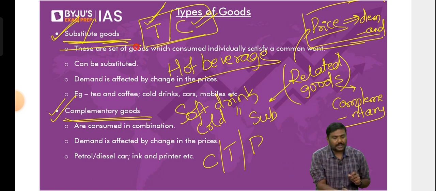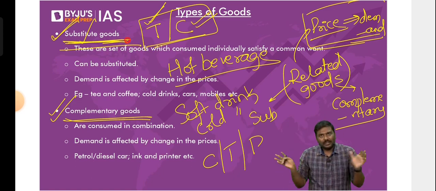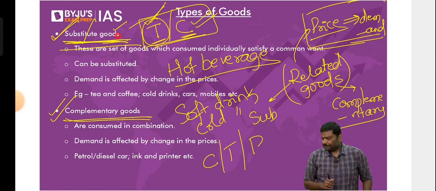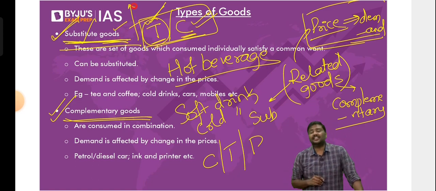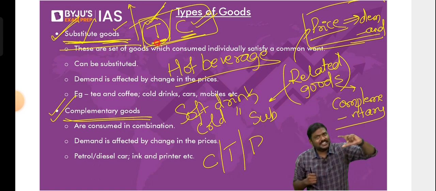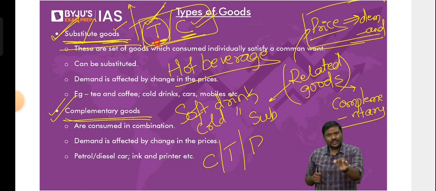So understand this. Whenever you say substitute goods, these are a set of goods which are consumed individually. These are not consumed in combination. These are consumed individually. Now, understand this. What is the issue here? Imagine you go to a hotel, you go to a restaurant, and you see that the price of tea has increased. Will you purchase tea or will you purchase coffee? Simple question. You go to a restaurant, and the price of tea has increased.